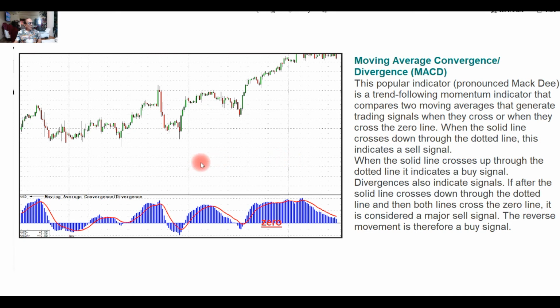Right here we have the MACD, the moving average convergence divergence. Back in the 70s, it was very popular. People made a lot of money because it's very mechanical. As the signal moves up, you buy. And when the signal starts moving down, you sell. Don't stay there, because it will probably continue.